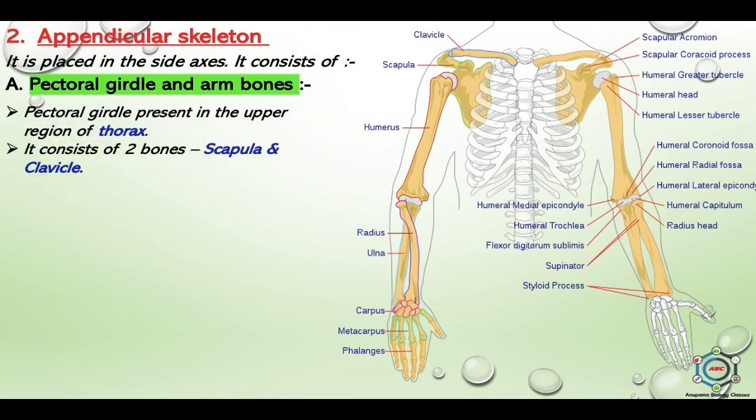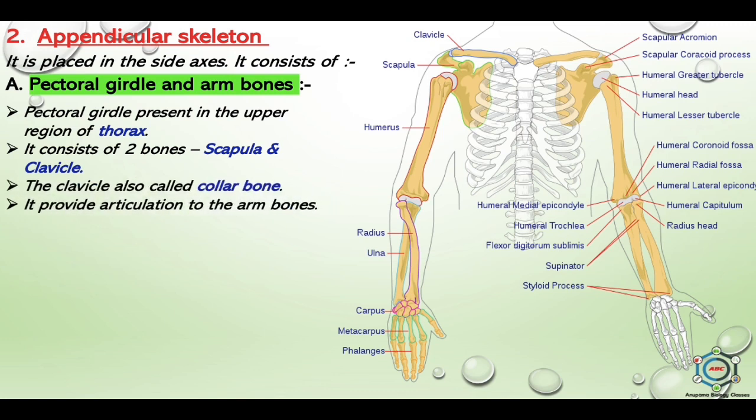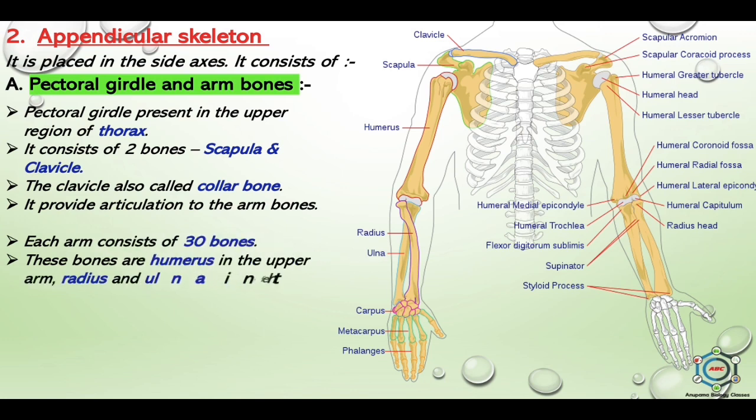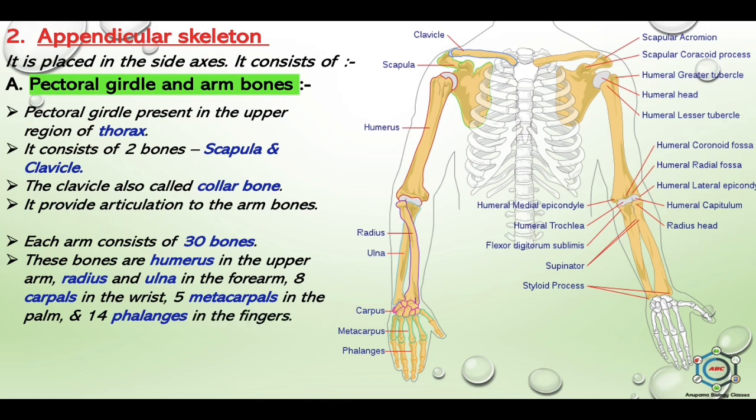Pectoral girdle is present in the upper region of the thorax, and it consists of two bones, scapula and the clavicle. The clavicle is also called the collar bone, and it provides articulation to the arm bones and affords attachment to certain muscles of the arms. Now each arm consists of 30 bones. It means 30 bones are present in each arm. So, in our body, there are two upper arms. It means 60 bones are present.